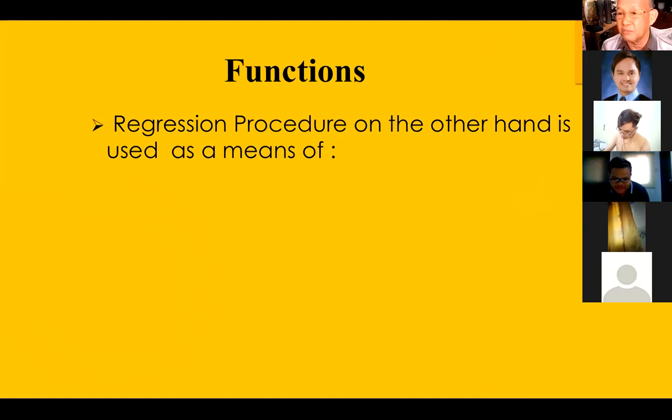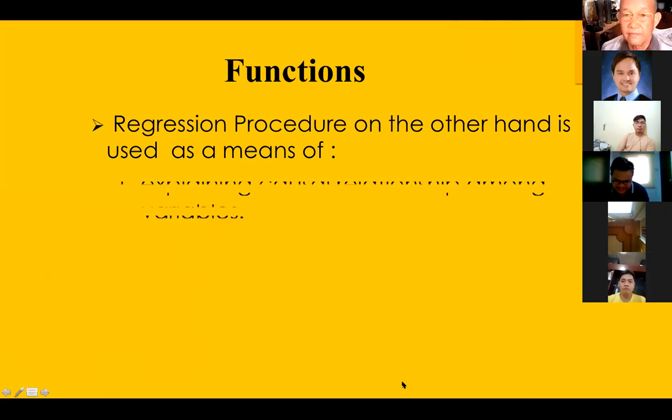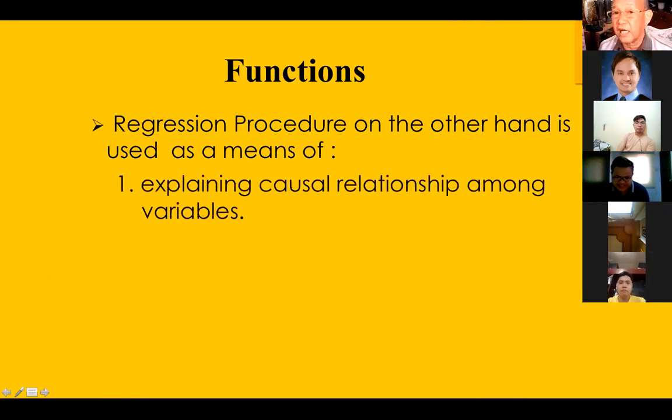Regression begins with correlation. And correlation is made more succinct and more interesting when you make use of regression procedures. What's the difference? The correlation procedure is used when you want to answer the three basic questions. The regression procedure, on the other hand, is used as a means of explaining causal relationship among variables.